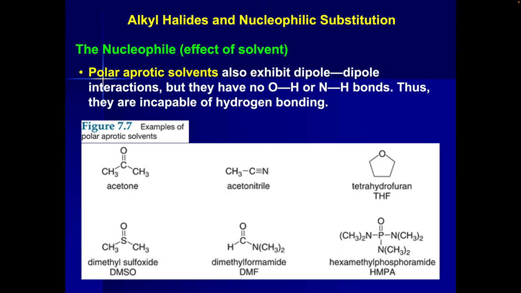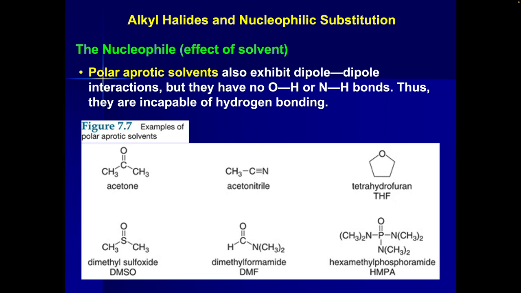Tetrahydrofuran, one of my favorite solvents. This is actually a polar aprotic solvent, right? Because of the carbon-oxygen bonds, there are electronegativity differences. You end up with a dipole that runs in this direction, and you have no hydrogens on the oxygen atom of tetrahydrofuran. Dimethyl sulfoxide. This is one that you may or may not be particularly familiar with.